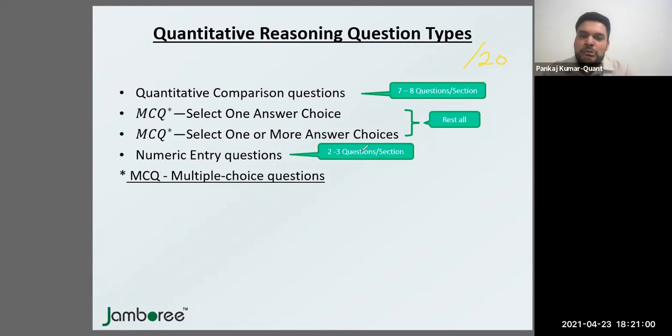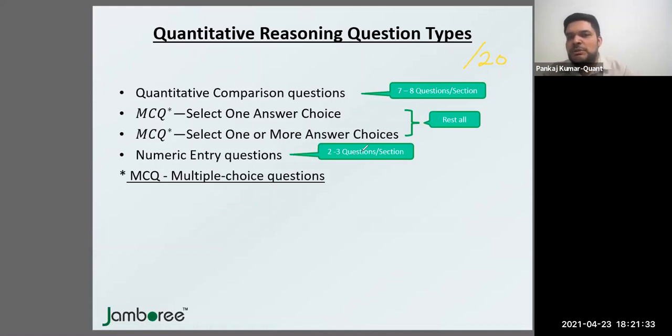Like comparison questions, you'll be getting 7 to 8 of them, 2 to 3 of numeric entry, and the rest is going to be MCQ. Sometimes MCQ with multiple correct choices, sometimes with one correct choice. That's how the variation is going to work. The reason I'm saying this is that you can never get 10 or 12 of numeric entry or 10 or 12 of comparison questions. That pattern is fixed. The number of questions from each type is going to be consistent.